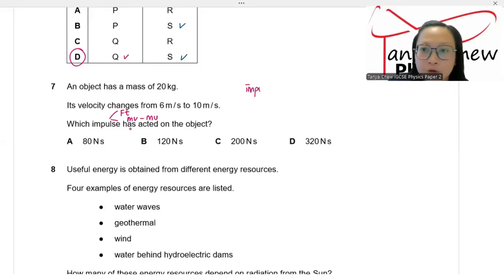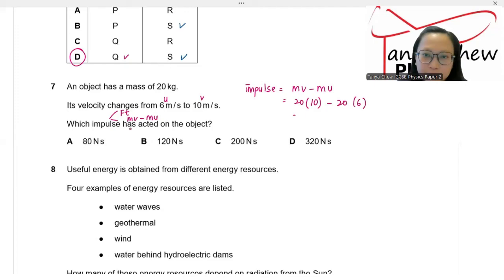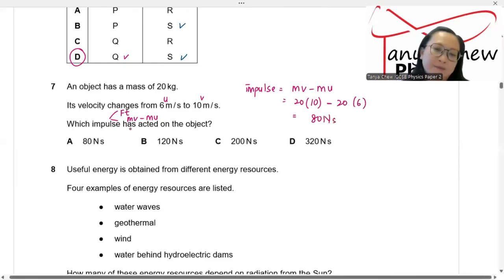Let me write down the equation of impulse. Impulse is equal to mv minus mu. Mass is given, which is 20. So how do you know which is the final velocity and which is the initial velocity? The velocity that is given first is called the initial velocity, and the final velocity is the one after that. So 20 times 10 minus 20 times 6. If you work it out, you should get 80 Newton second. So A is the answer.